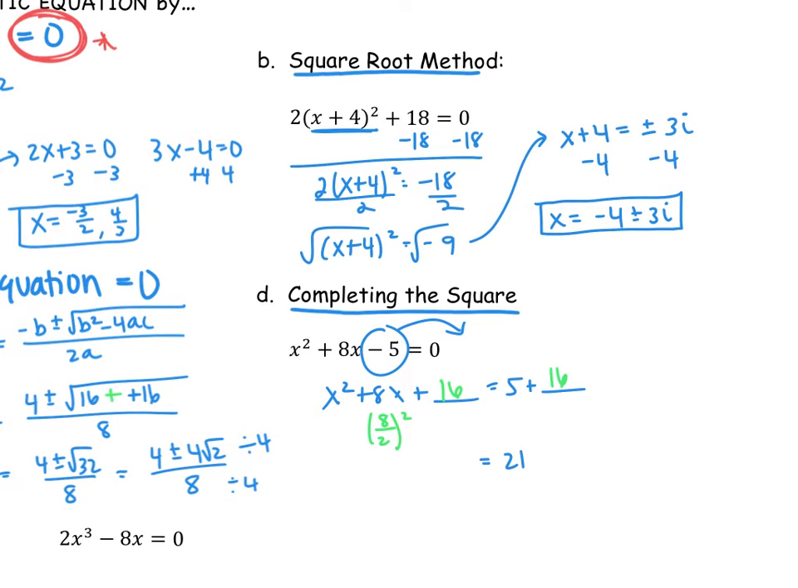If we do things correctly, the left side should factor. Looking for two numbers that multiply to 16 and add to 8. It's 4 and 4. They should be the same. So this side then becomes x plus 4 squared. Again, they should be the same. Two numbers that multiply to 16 and add to 8, 4 and 4, they should end up being the same.